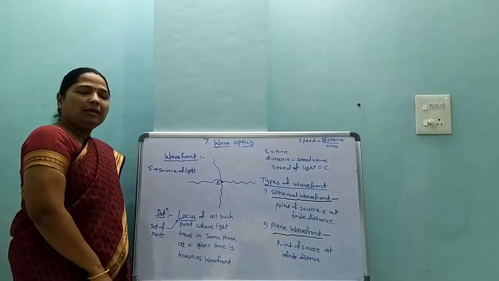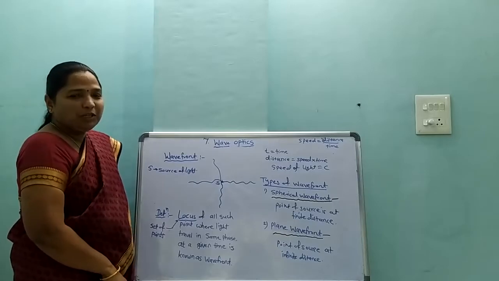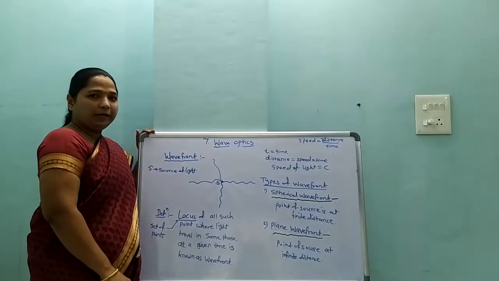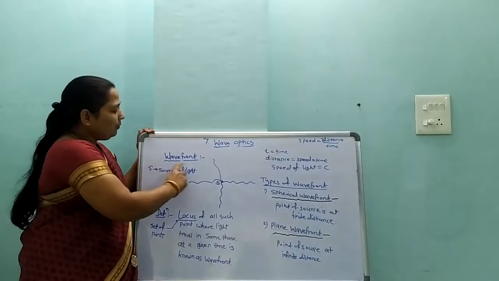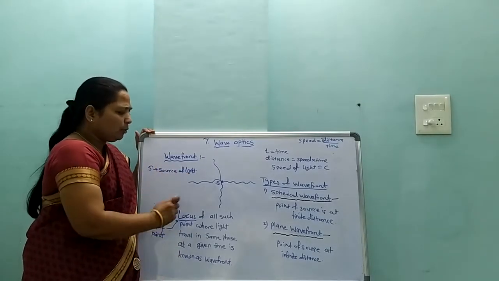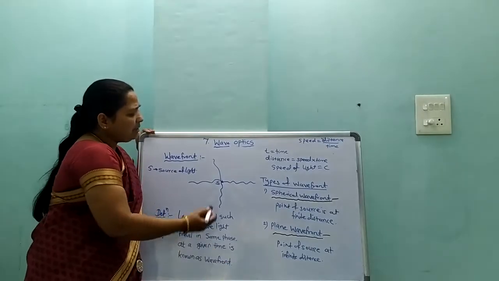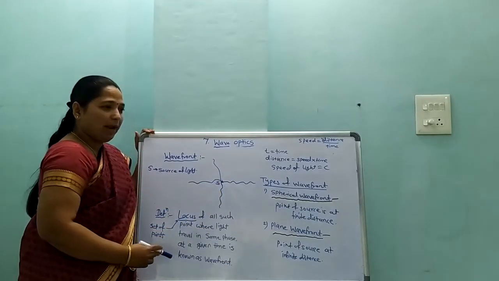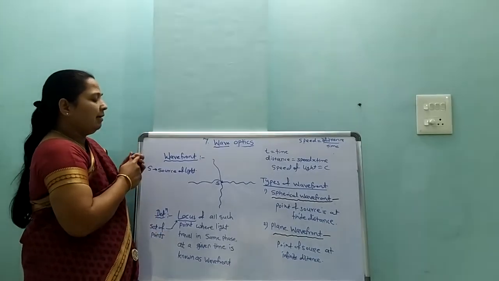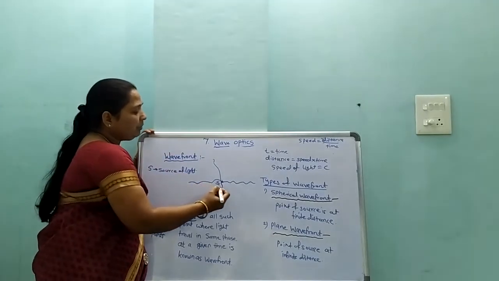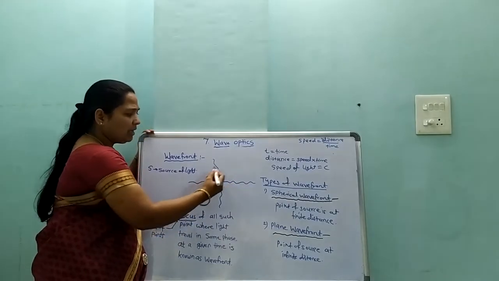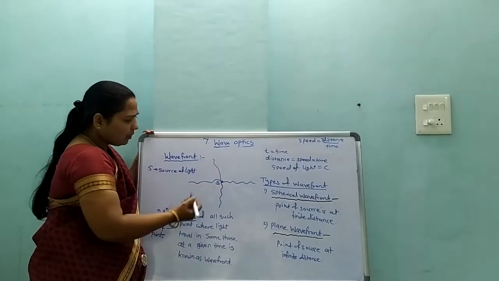Hello students, in the wave optics chapter we learn a new concept. What is meant by wavefront? Suppose S is the source of light. Consider that S emits light in different directions, in all directions.